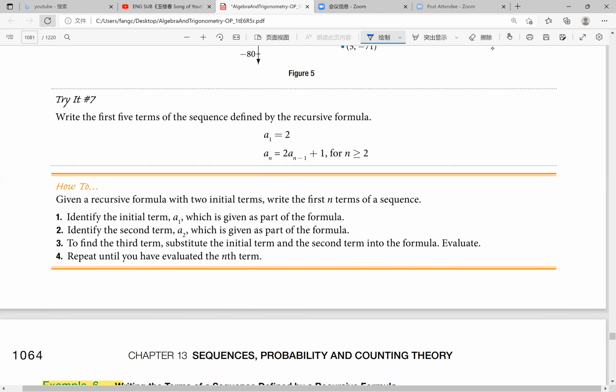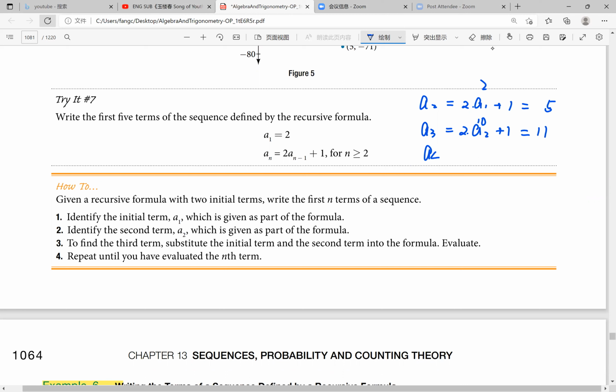So we try one. a1 equals 2. So how to find a2? a2 equals 2 times a1 plus 1. a1 is 2, 2 times 2 is 4, 4 plus 1 is 5. So a3 equals 2 times a2 plus 1. So 2 times 5 is 10, 10 plus 1 is 11.